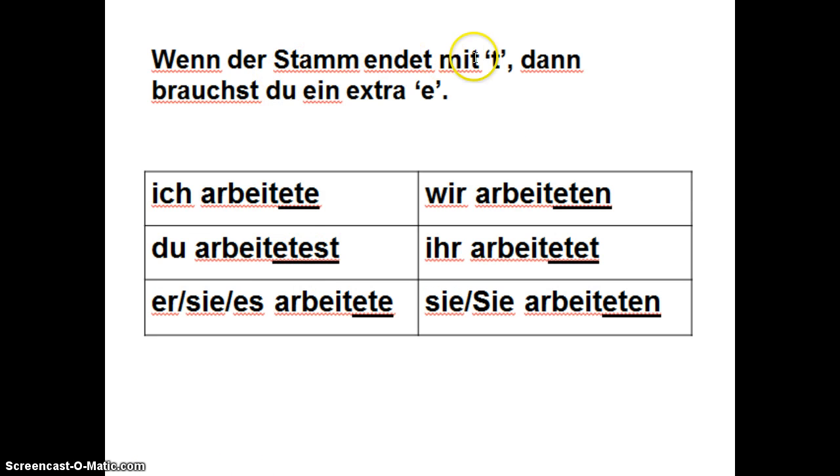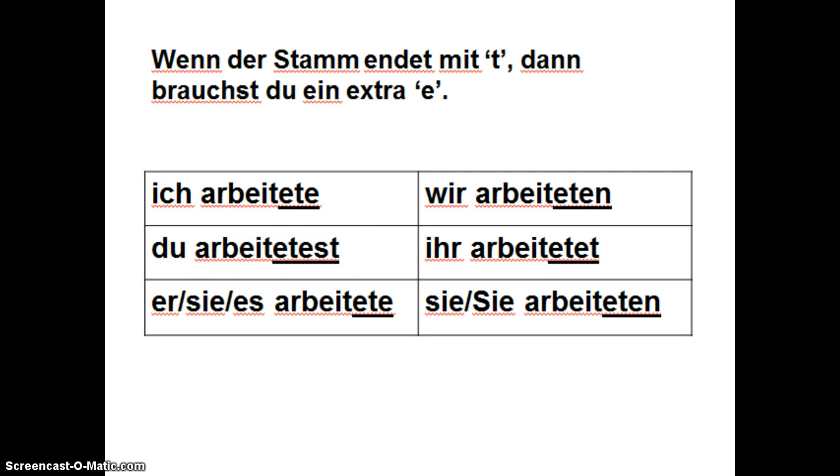If the stem of the verb ends in a T, then you're going to need a little extra E in your imperfect ending. For example, the stem of arbeiten is Arbeit, but that stem ends in a T. You can't just add TE to that word. It'll sound like present tense, arbeite. To make it sound like imperfect in the past tense, you want to say ich arbeitete. So before your past tense endings, just put that little extra E there between the two T's for it to be pronounced properly.